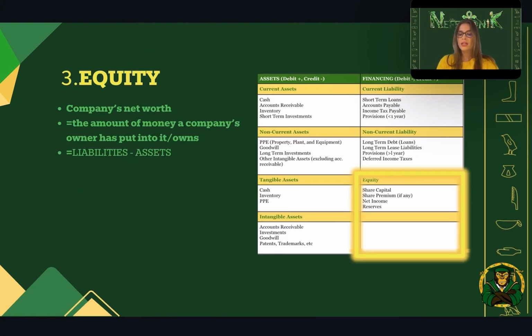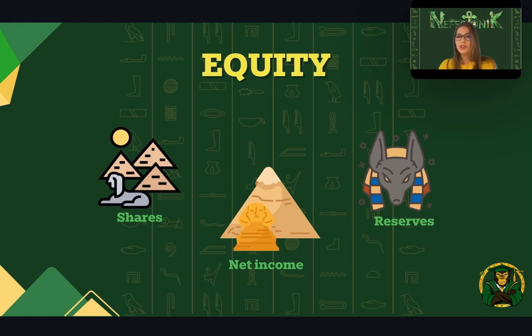The equity is the company's net worth, the amount of money the company's owner has put into it or owns, and it equals the assets minus liabilities. The equity includes shares, net income, and reserves. Net income also is the same thing as profit.